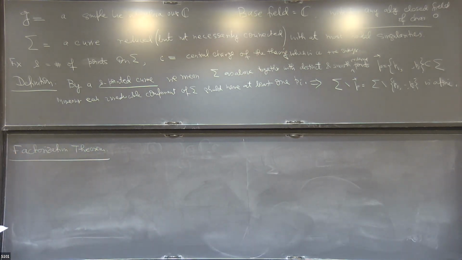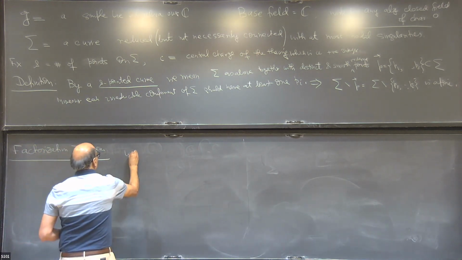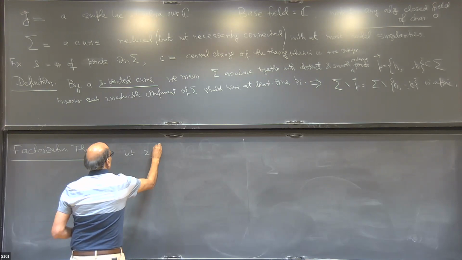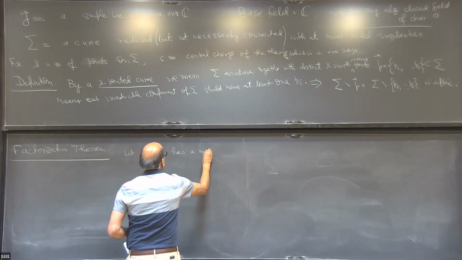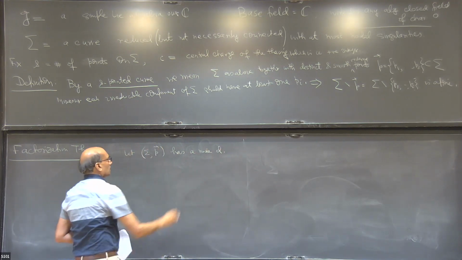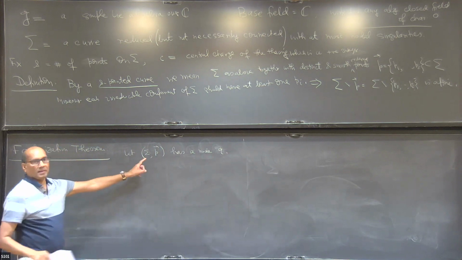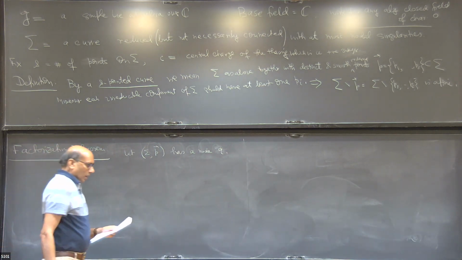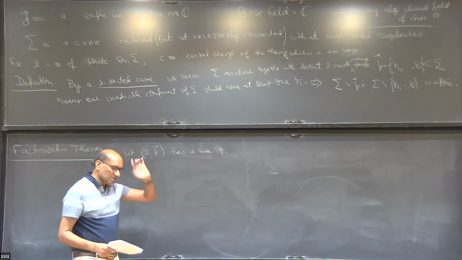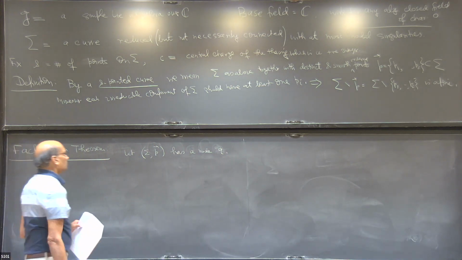So the setting is the following. Let sigma p have a node Q. Now, of course, Q will have to be different from p_i because the p_i are smooth points. And I am not saying that that's the only node. It may have other nodes. I don't care, but it has one node Q.